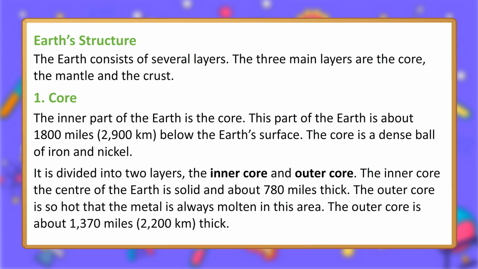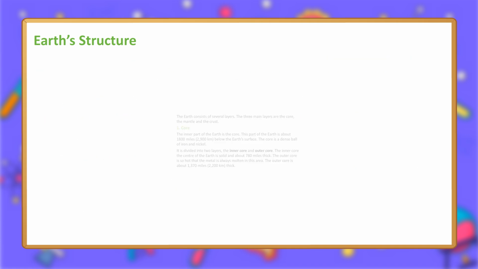The inner core, the center of the Earth, is solid and about 780 miles thick. The outer core is so hot that the metal is always molten in this area. The outer core is about 1,370 miles, 2,200 kilometers, thick.